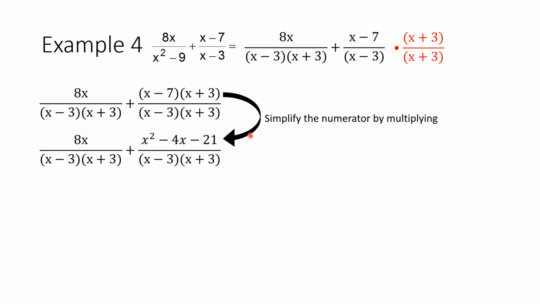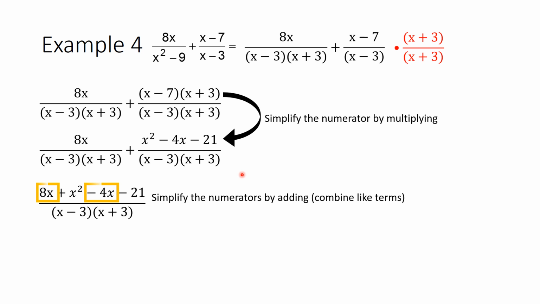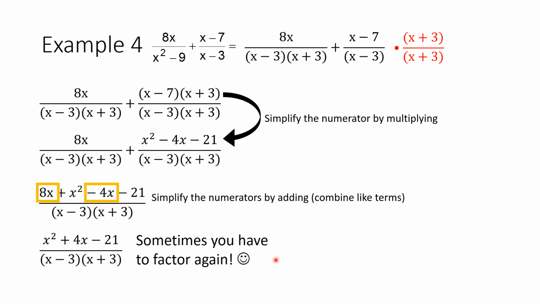Now from there, I'm going to simplify the numerator by multiplying out. So I end up with x squared minus 4x minus 21. I'm adding, so I'll go ahead and simplify the numerators by adding or combining like terms. No need to distribute here because we aren't subtracting. So I end up with x squared plus 4x minus 21.